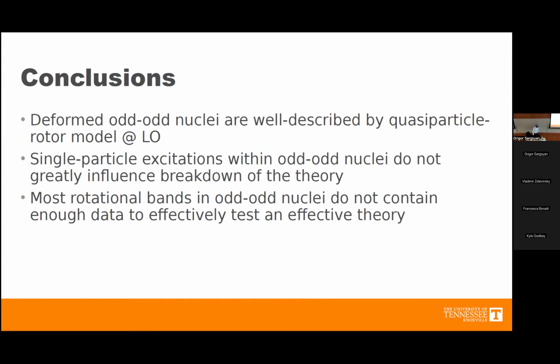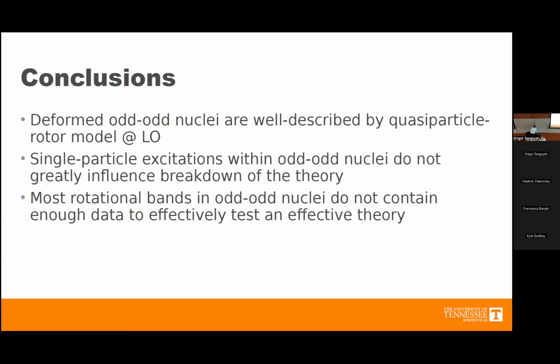A couple of conclusions that we can try to make here. In general, deformed odd nuclei are reasonably well described by this sort of quasi-particle rotor model at leading order. Again, that quasi-particle rotor model being the way that we couple the total angular momentum of the free or unpaired proton and neutron to the even rotor core.